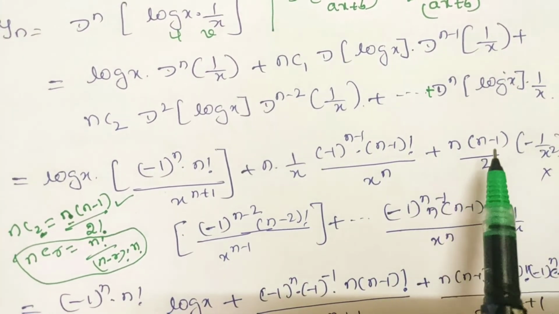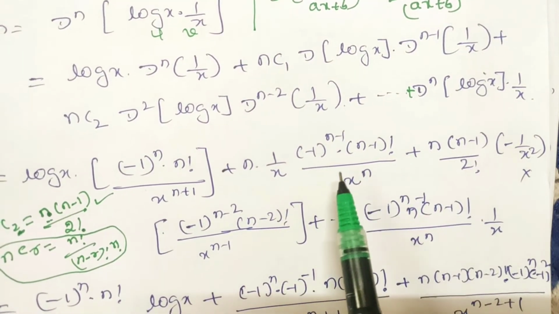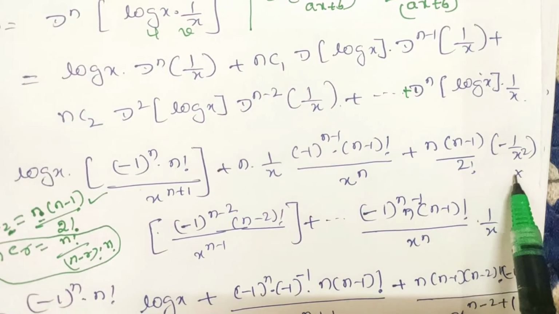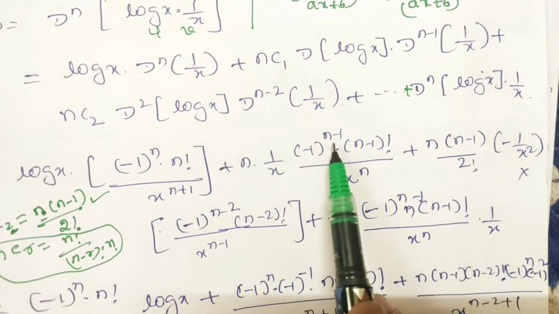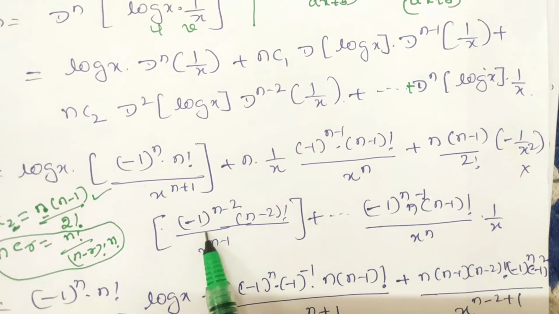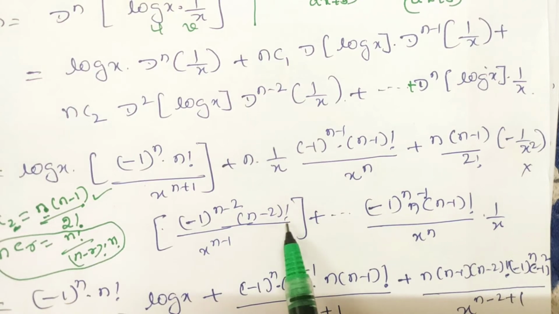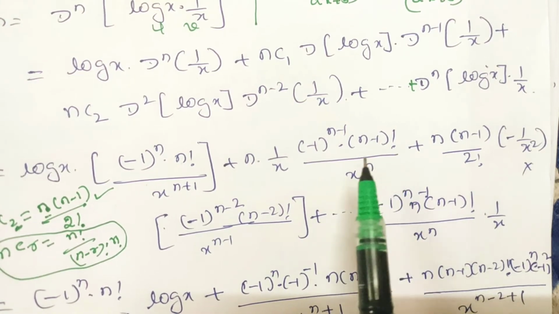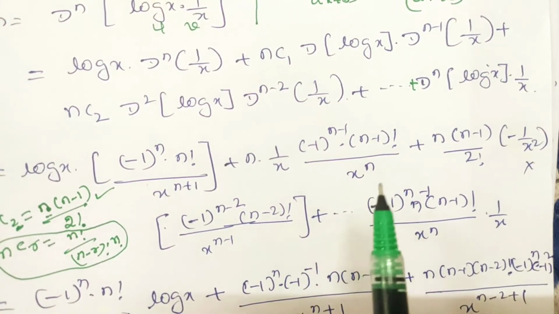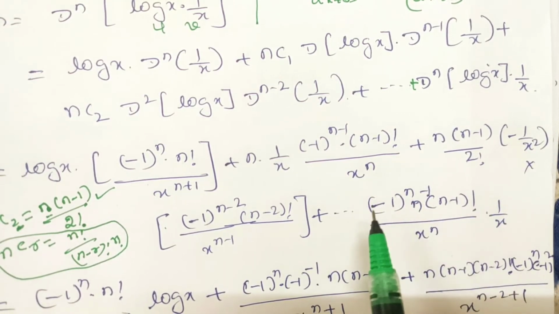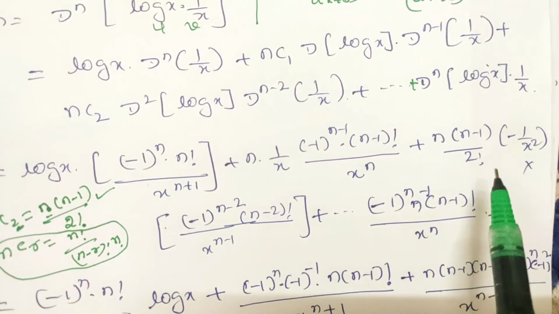So it is n into n minus 1 divided by factorial 2, and the next term is the derivative of 1 by x. The derivative of 1 by x is minus 1 by x square, into the n minus second derivative of this one. So replace n minus 1 by n minus 2 here. So that is minus 1 raised to n minus 2 into n minus 2 factorial divided by x to the power of n minus 1. In place of n you just put n minus 1. Then plus, etc. That is, you just reduce the degree by 1 in successive terms.